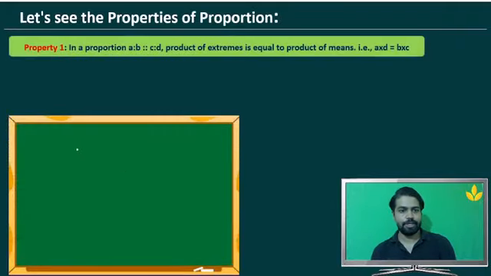The first property: whenever A is to B is proportional to C is to D, I can say A by B is equal to C by D, and I can cross multiply. Then I see the product of the mean terms is equal to the product of the extreme terms. This can be helpful in finding the missing terms.